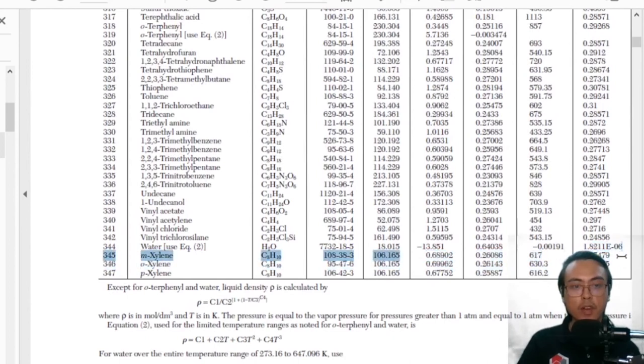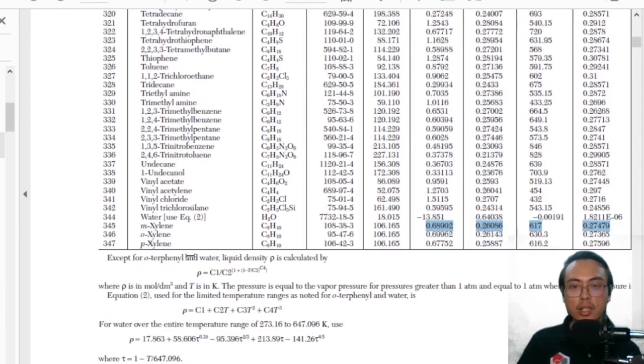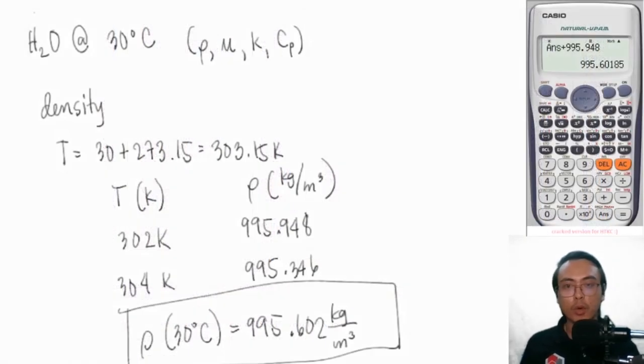Okay, so these are the values for methoxylene. That's C1, C2, C3, and C4. And substitute them in this equation. Density is equal to C1 over C2 raised to something. Okay? So substitute C1 to C4 in that equation and you will get the density of methoxylene. Okay, so for other substances, we use table 2-32. Now let's go back to water. We're done with the density.